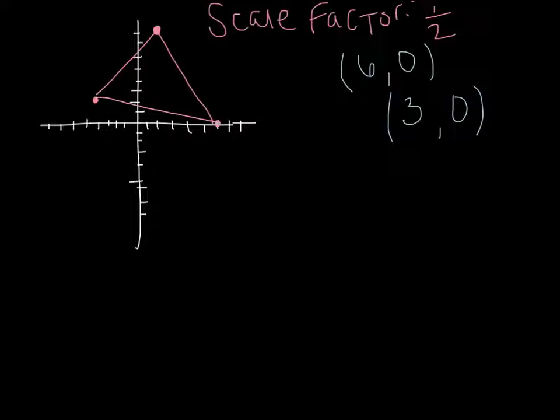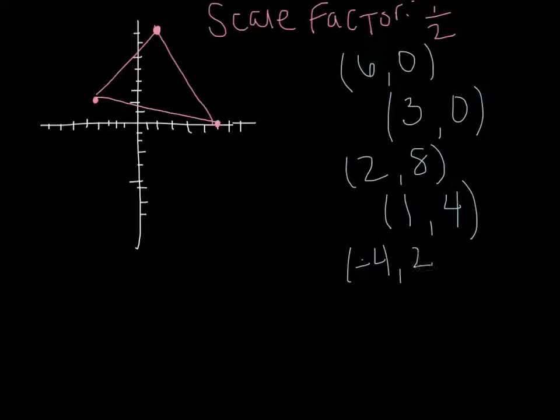Then my next point up here at the top is 2, 8. So I do 1/2 times 2, which is 1, and 1/2 times 8 is 4. So my next point is 1, 4. And then finally, my last point here is at -4, 2. So 1/2 times -4 gives me -2, and 1/2 times 2 gives me 1.